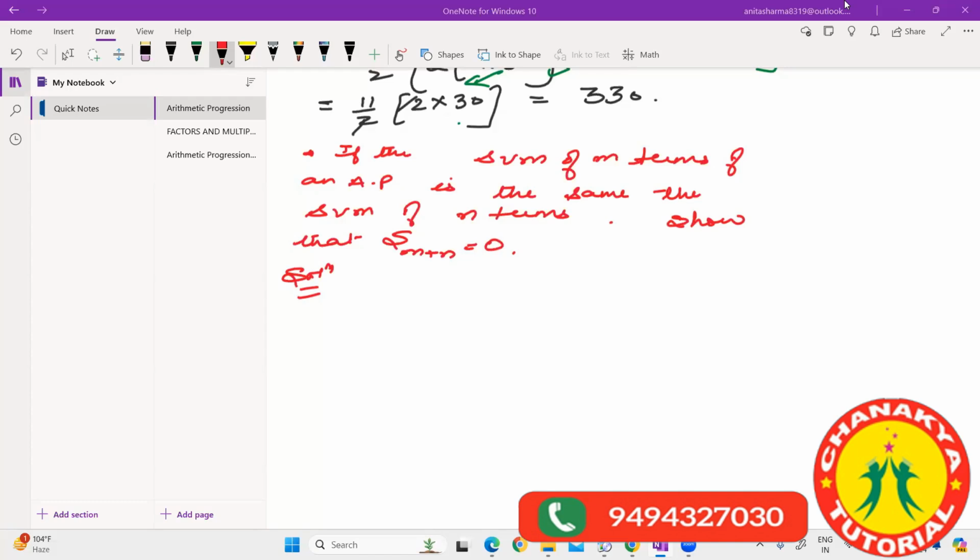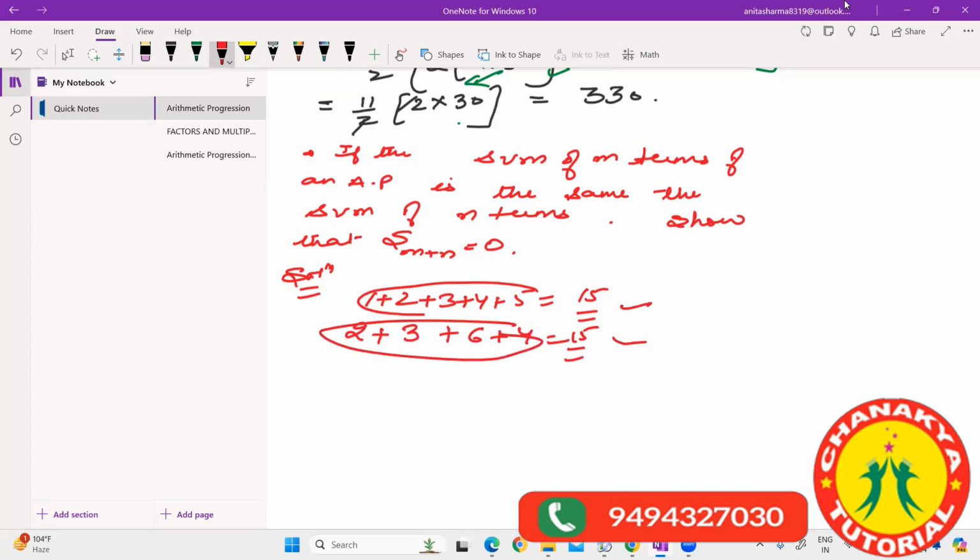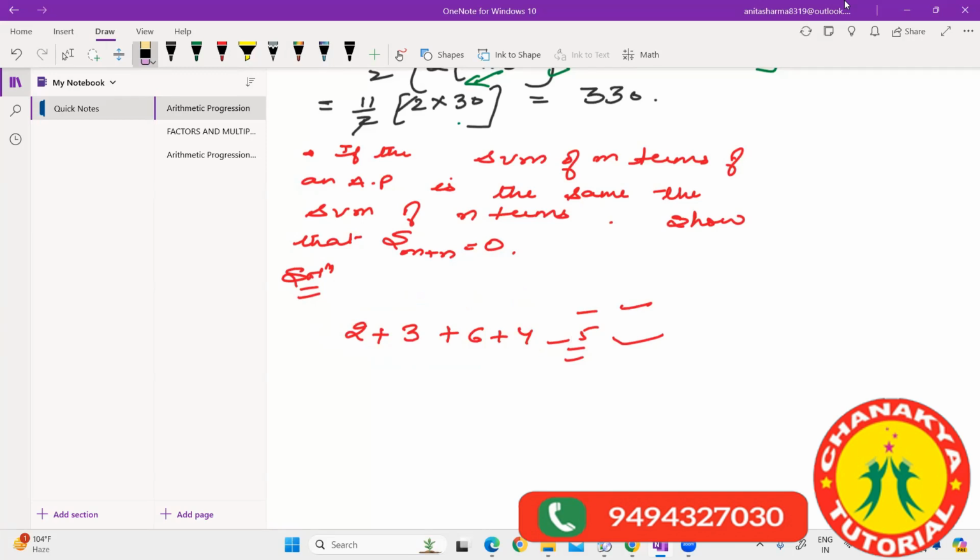Suppose we are having these digits, 1 plus 2 plus 3 plus 4 plus 5. So their sum is 15. Or we can take 2 plus 3 plus 5 plus 6 plus 4, that is 20. So their number of digits are not the same, beta, but their sum is same, no? Yes, ma'am. Okay. So this thing is not given, that their number of terms are also equal.